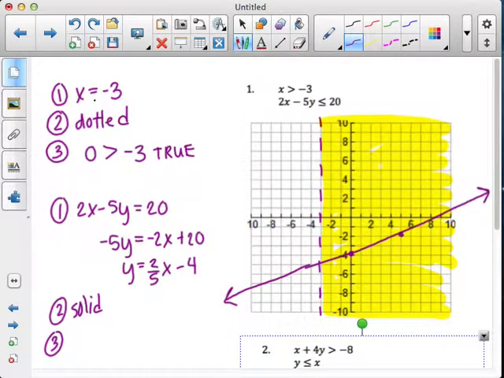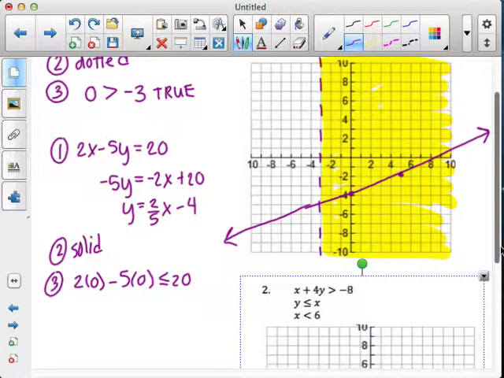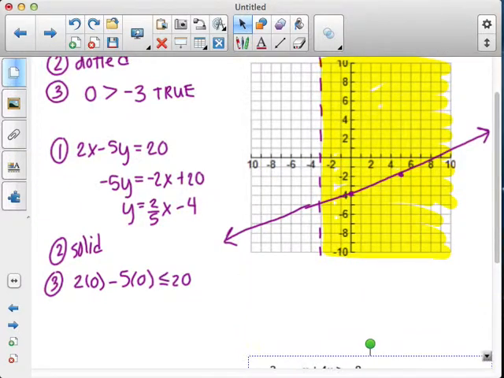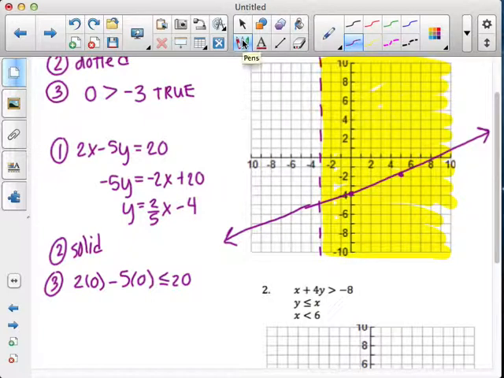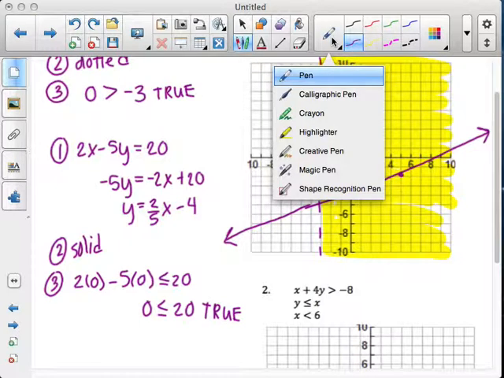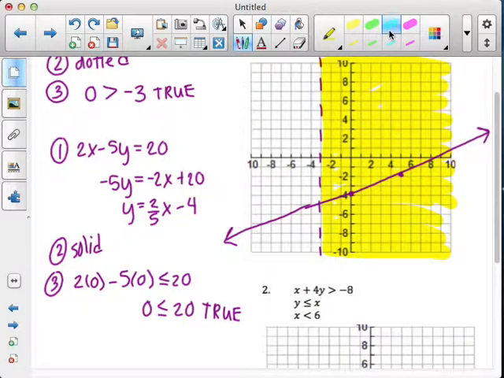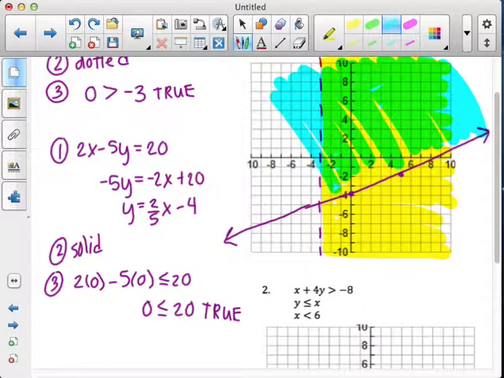Now I have to decide where to shade. Well, I have to pick a point that's not on the line, so I'm going to pick 0, 0. I'm going to substitute it. 2 times 0 minus 5 times 0 is less than or equal to 20. Excuse me. So now I've got 0 minus 0, just 0. 0 is less than or equal to 20. This is true. So I'm going to shade the side of my line that contains that test point. So I'm going to shade above here. So all of this gets shaded in.